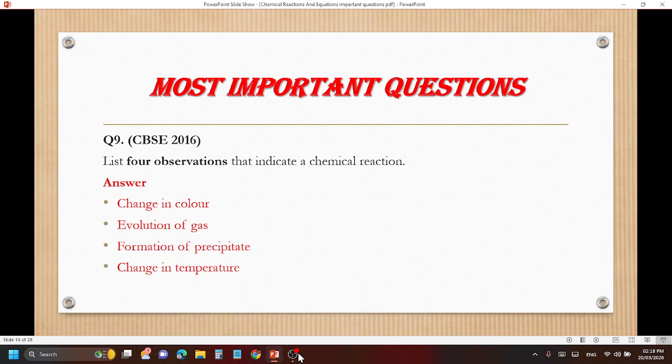So what are the four observations? I told you that they can ask the question in any form. They can change the color like a chameleon. It can also change the form of the question.